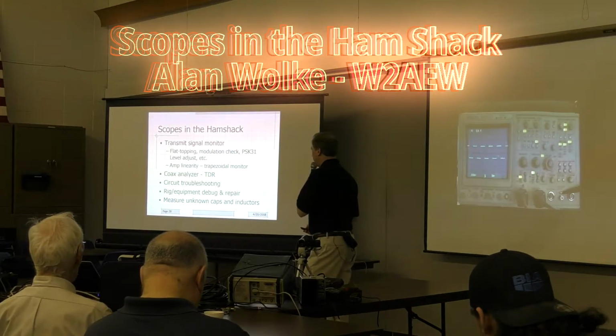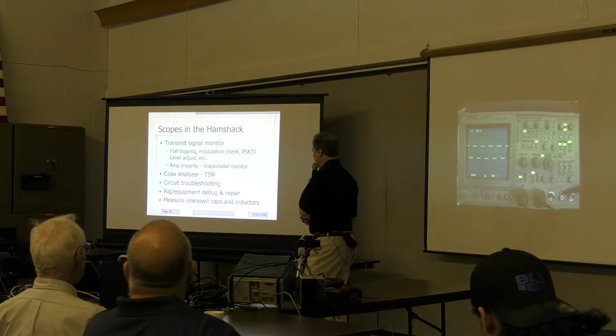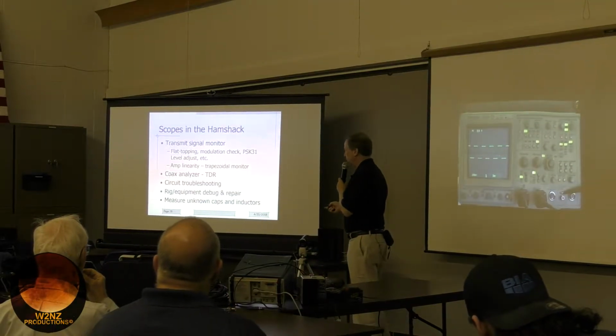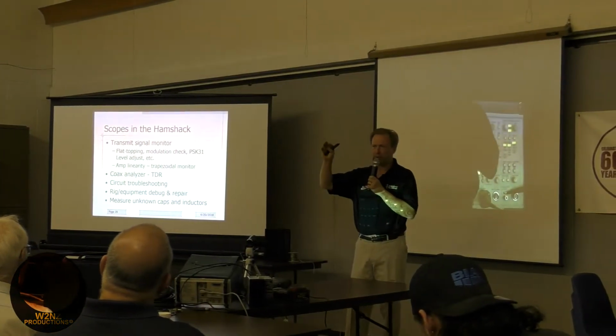Let's take a look at a couple of examples of using a scope in a ham shack. One example is a transmit signal monitor. How many have got an old station monitor in their shack? Maybe an old Heathkit or Yaesu or SM220, Kenwood. I've got a couple of those too.